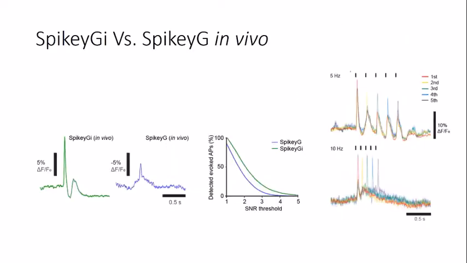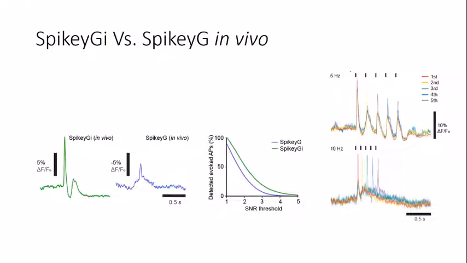So we tried these voltage indicators in vivo. We did the same experiment as I mentioned before, so it's just air puffs to whiskers. And you can see here, an interesting thing that we noticed is that we're having much better responses with the inverted version compared to the non-inverted version, even if they're not that different in vitro.